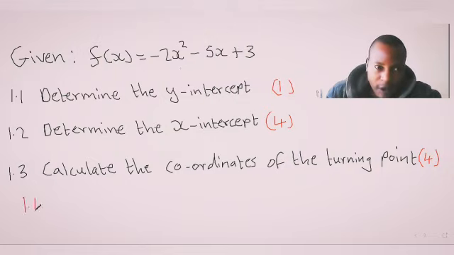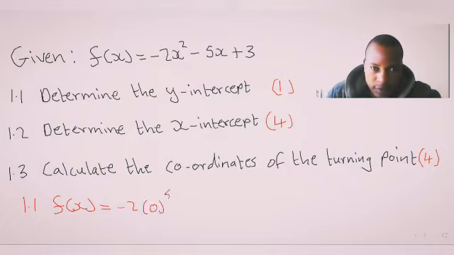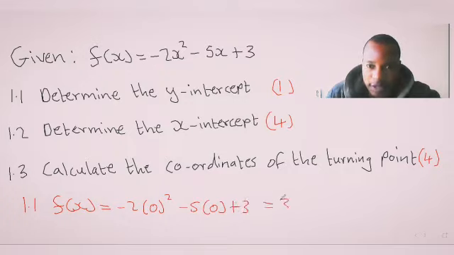So in 1.1, you would have f of x equals negative 2 times 0 squared minus 5 times 0 plus 3, and this will just give you 3. So it means that your y-intercept would be (0; 3). That would be the y-intercept there.